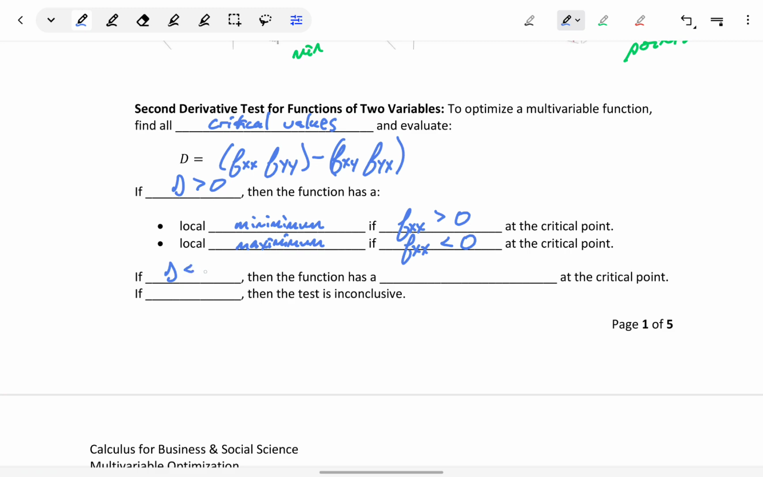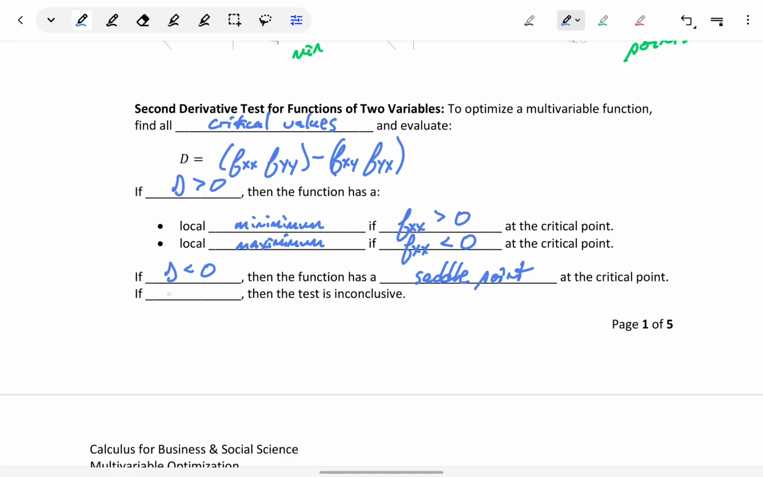We also have the case where D is negative, so if we end up with a negative value for D, then we would say that the function has a saddle point, meaning that point is neither a maximum nor a minimum.